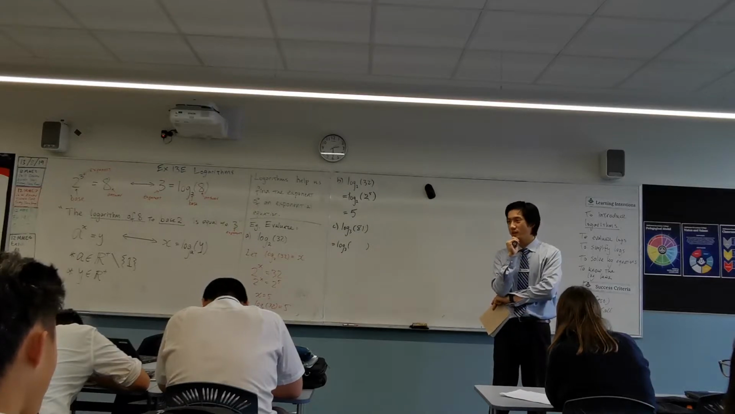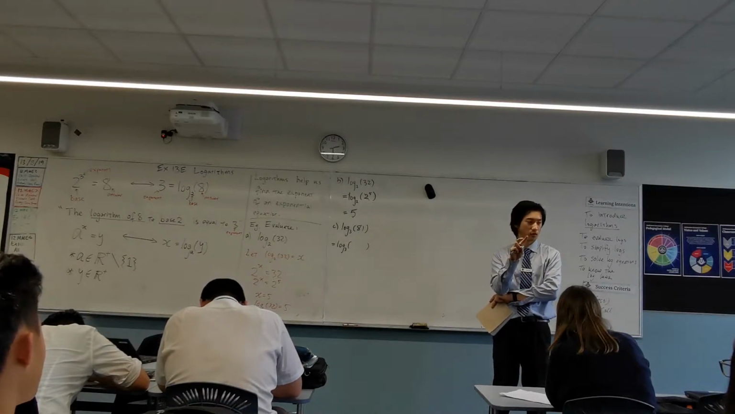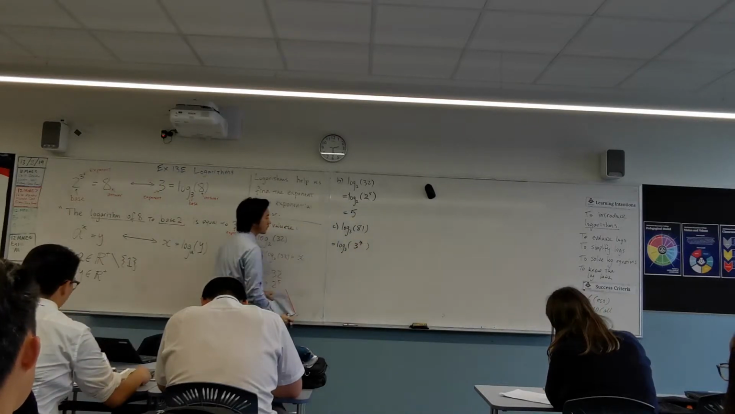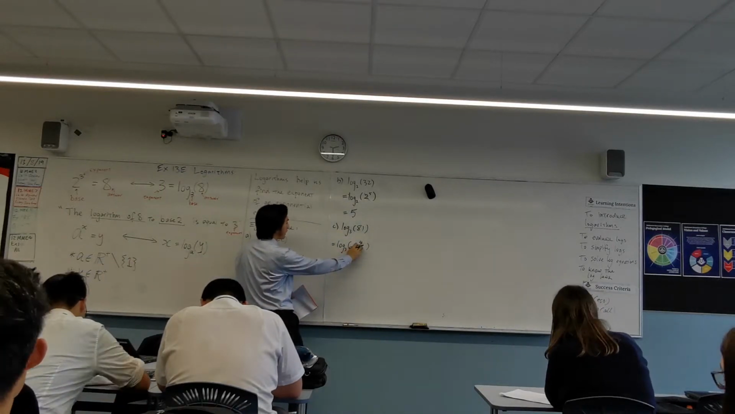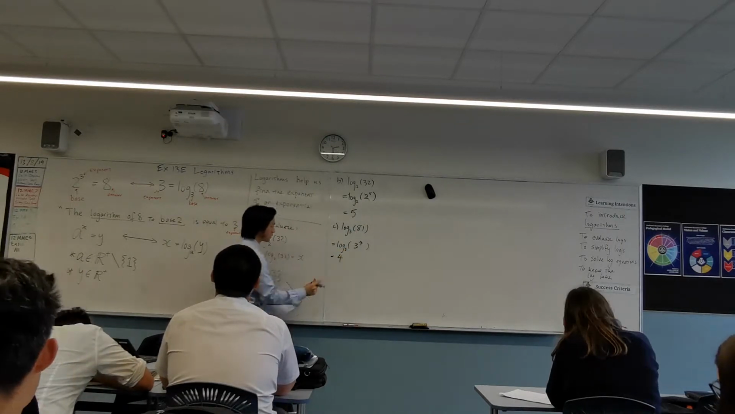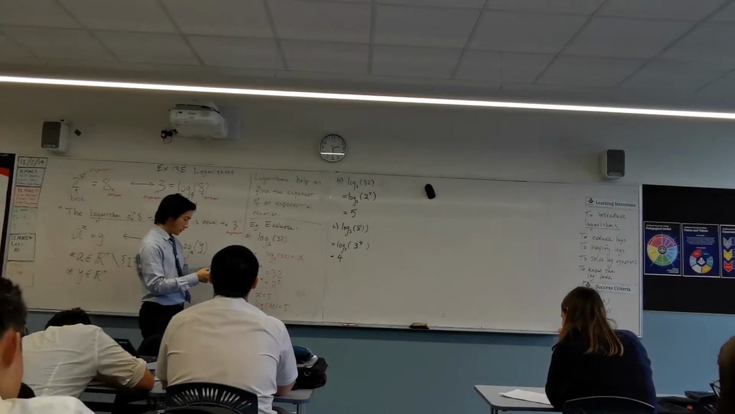3 times 3 is 9. 3... Oh, I know. 4. 3 to the power of 4 is 81. Okay, and once you've identified what the power of 3 is to make 81, you can cancel out the base of the log and the base of the answer. So the answer is just 4. We'll do one more.